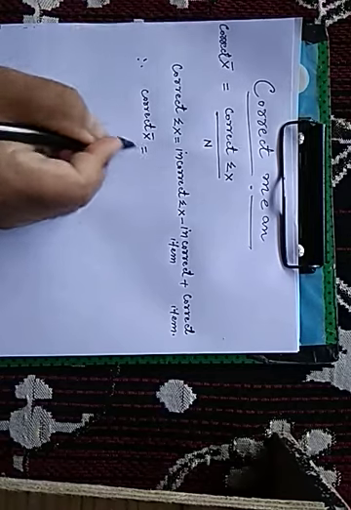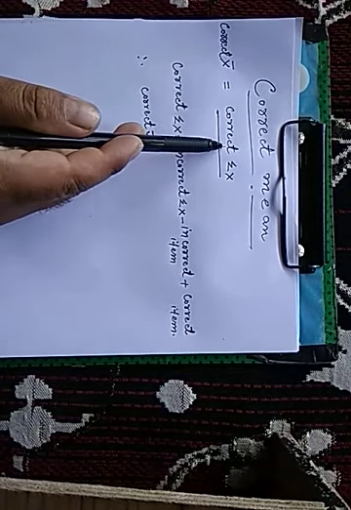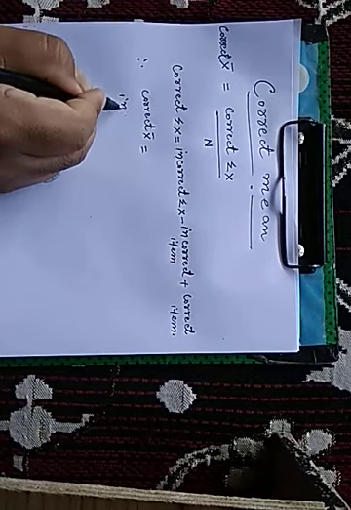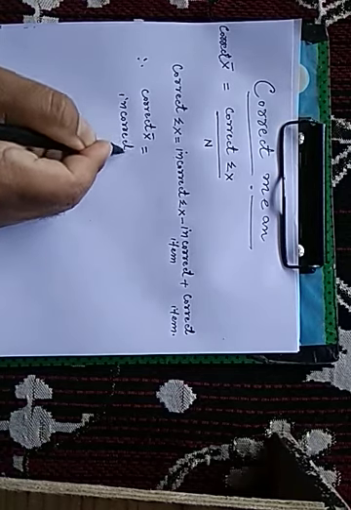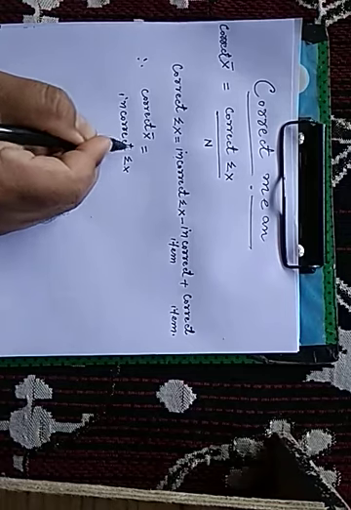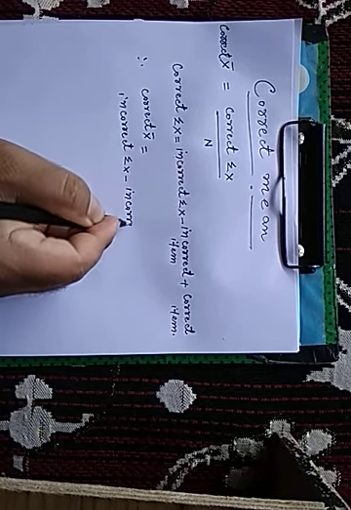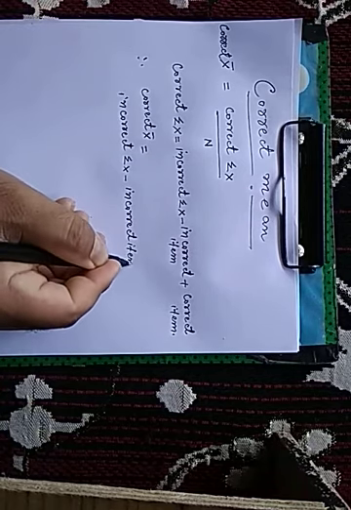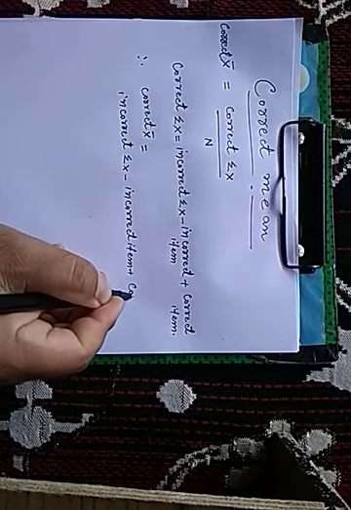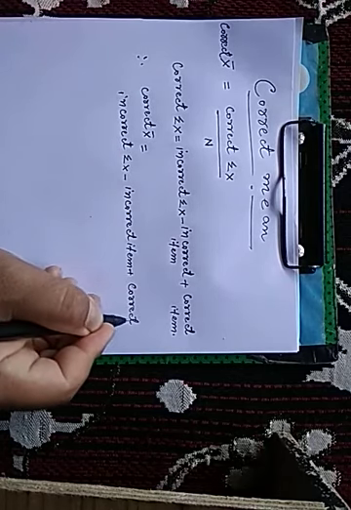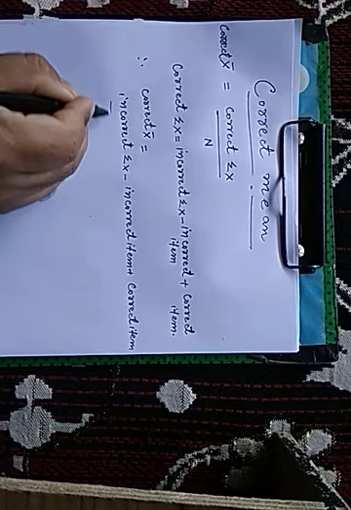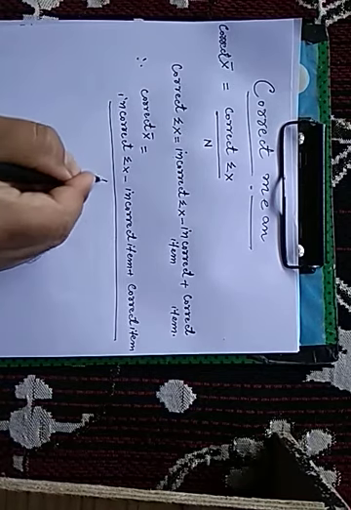Therefore, correct mean will be equal to, in place of correct sigma x we will write incorrect sigma x, that is the incorrect sum of x values, minus incorrect item, or we can say wrong item, plus correct value or correct item, divided by n, total number of observations or total number of items in a given series.